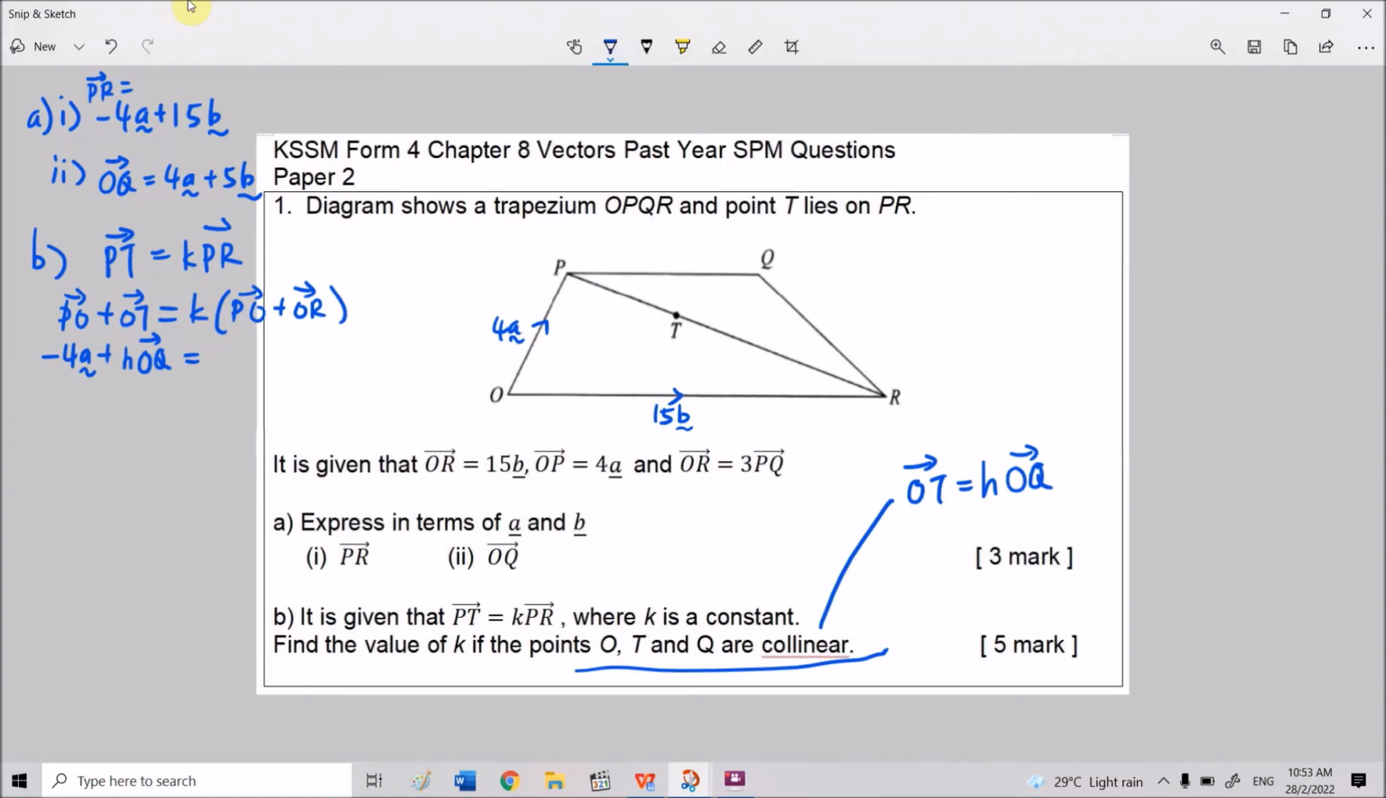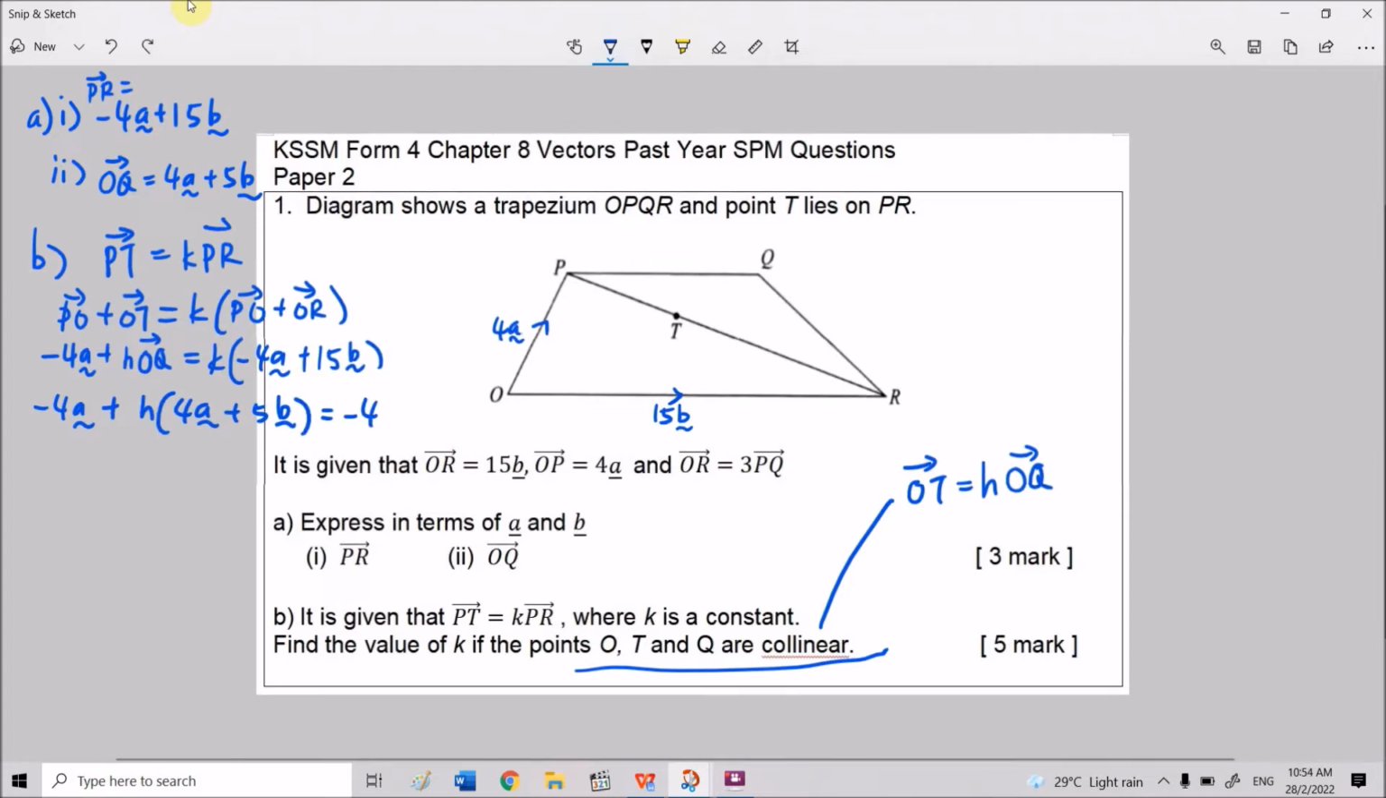Here we have PO. We already know that PO is -4 vector A. And OR, we have vector OR already. We know it is 15 vector B. And now for vector OQ, we just substitute 4 vector A plus 5 vector B. And the K here, we just expand this. So you get -4K vector A plus, the K multiplied by 15, you get 15K vector B. If I continue from here, because I do not have enough space, I move to the other side. I start from here, so I get -4 vector A plus 4h vector A. We expand this, so the h has to be multiplied to the 4 and the 5.